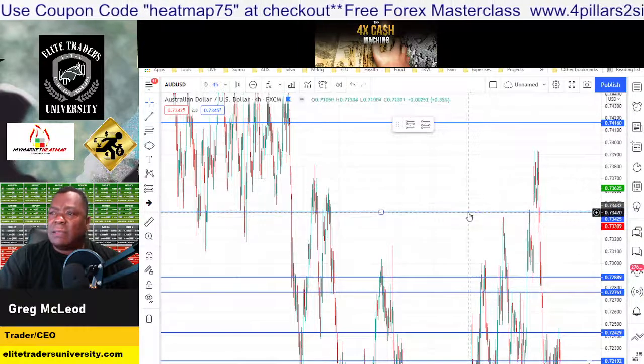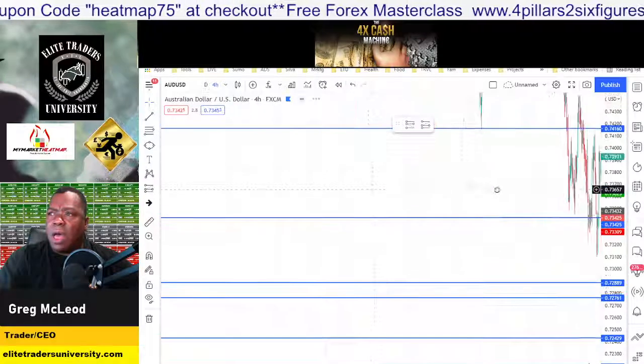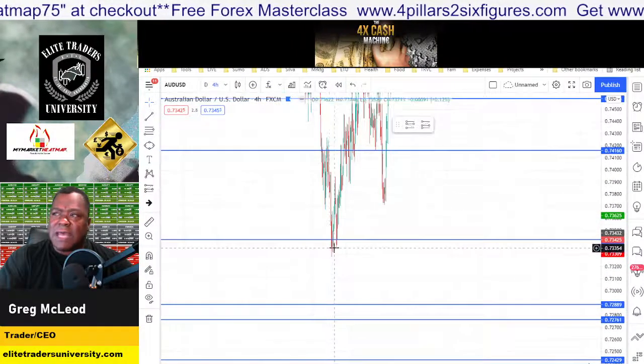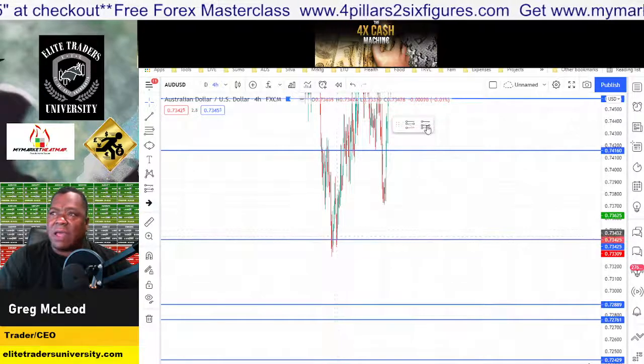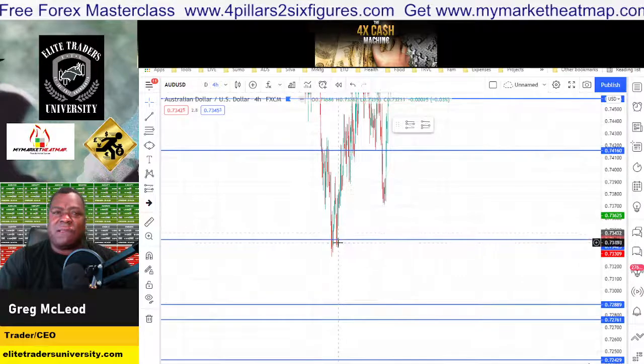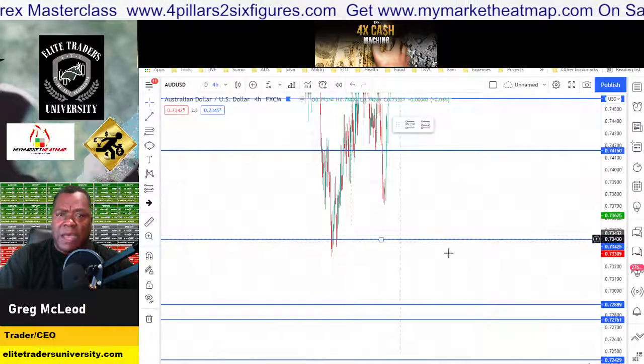So this line that I drew, I drew it on a monthly or weekly chart. And look at this, a tag of the same line and a rebound. So this 73.42, there's a lot of history behind it, right? There's a lot of history.